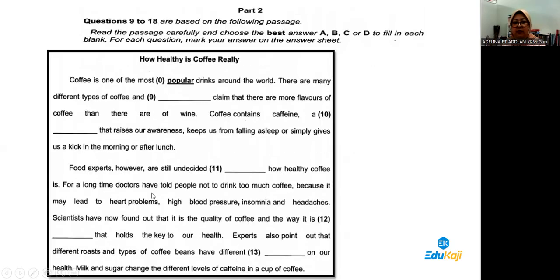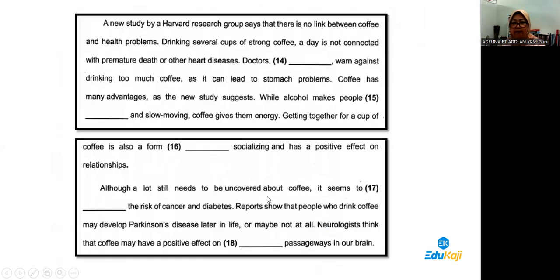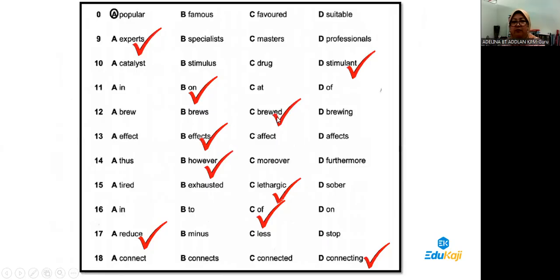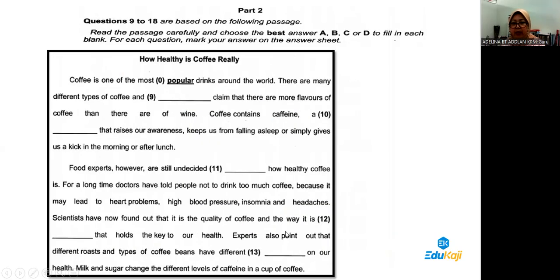For a long time, doctors have told people not to drink too much coffee because it may lead to heart problems, high blood pressure, insomnia, and headaches. Scientists now have found out that it is the quality of the coffee and the way it is what? As the way it is being brewed. This is a past tense. Why is it a past tense? Because you are talking about things that you have discovered previously that holds the key to our health.